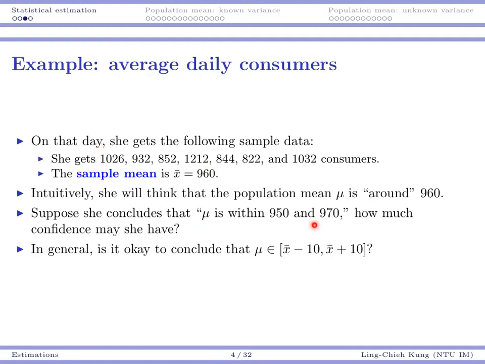And from our sample, we made this kind of conjecture or estimation. We know intuitively it should capture the true result, but we just don't know how accurate we are or how confident we may be. So we want to ask, in general, when is it okay to conclude that the population mean is really within a distance of 10 from the sample mean? We want to know whether it is good to make this kind of estimation.